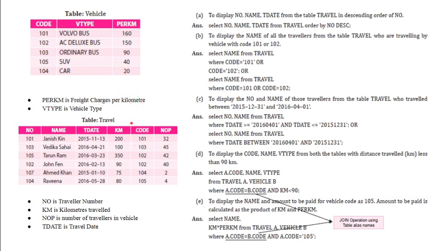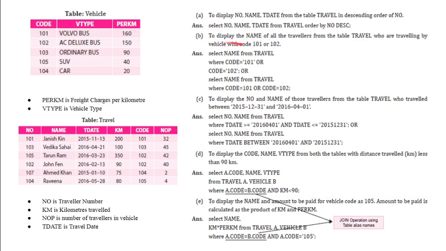We can directly write the select statement as select number, name, T date from travel, and to sort in descending order, order by number DESC.